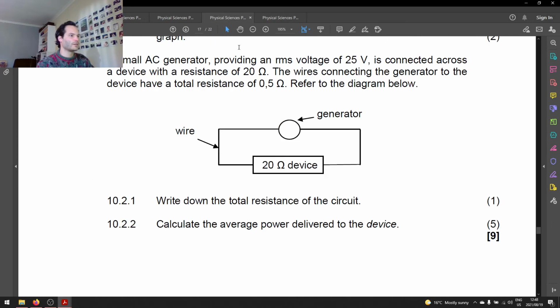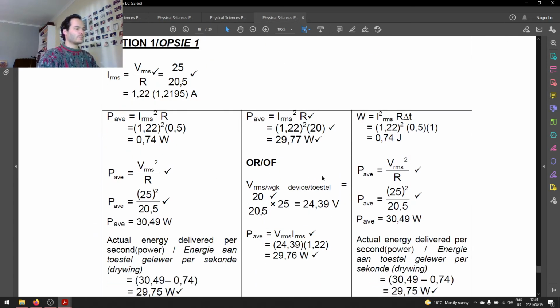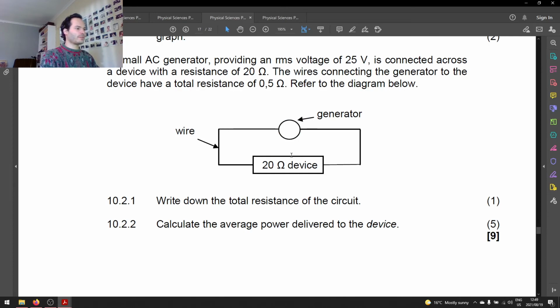All right. Then they say calculate the average power delivered to the device. Now what I need for that is power, of course. We can see here from my equations that power is equal to my current squared multiplied with my resistance. So I've got the resistance of the 20 ohm device. I'm not going to use the full 20.5. I'm just looking at the 20 ohm device. But first things first, I need my current.